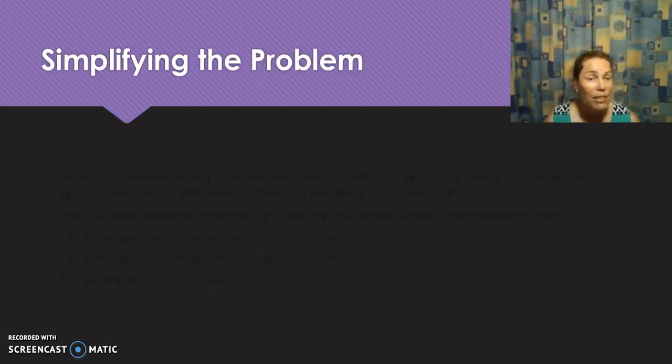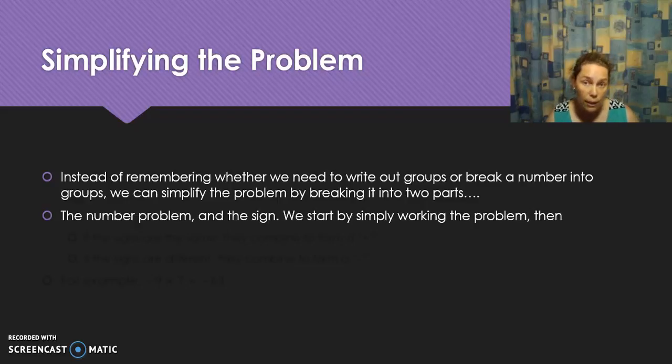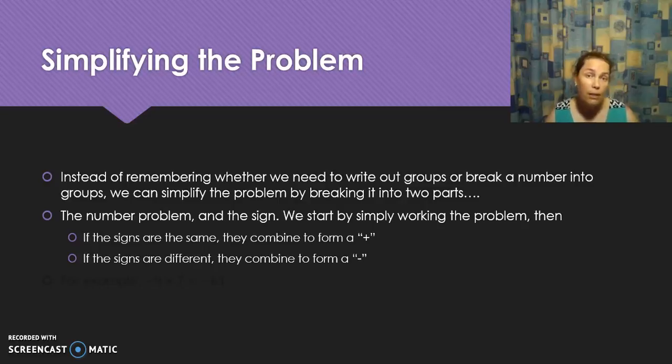Now, you'll be pleased to know there's a way that we can simplify the problem. And instead of having to remember whether we need to write out groups or break a number into groups as we do when we divide, we can simplify the problem by breaking it into 2 parts, the number problem and the signs. I advise that you start by working the number problem, and then if the signs are the same, they combine to form a positive, and if the signs are different, they combine to form a negative, just as they do when we are combining 2 co-located signs in our add or subtract integers.